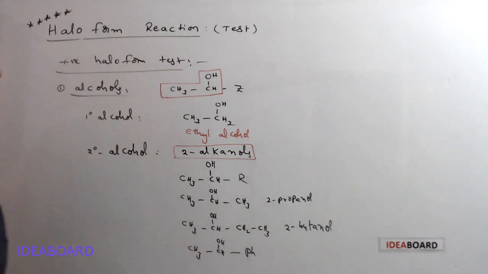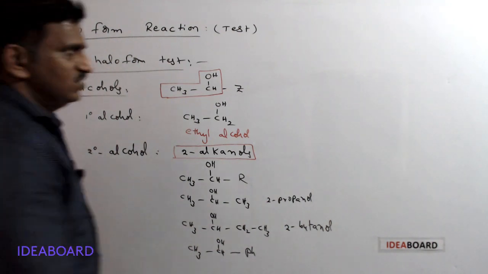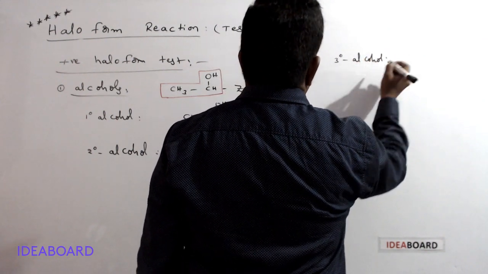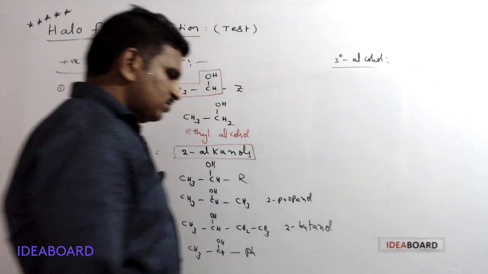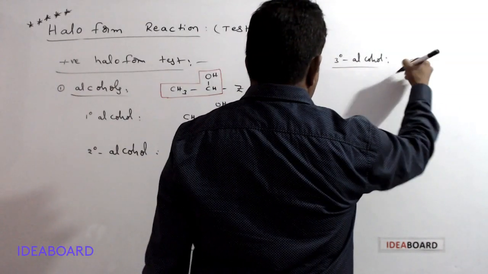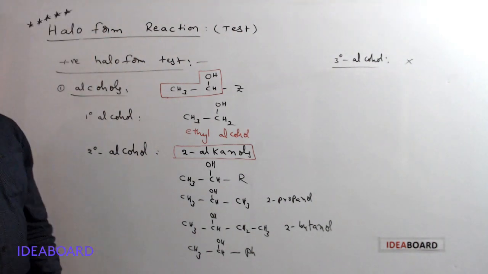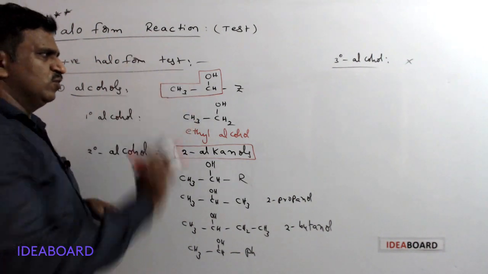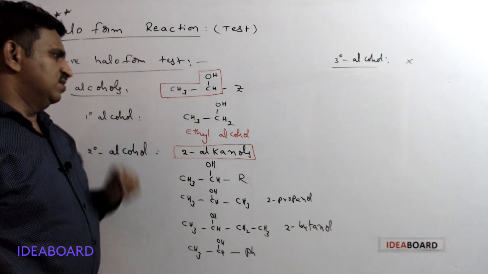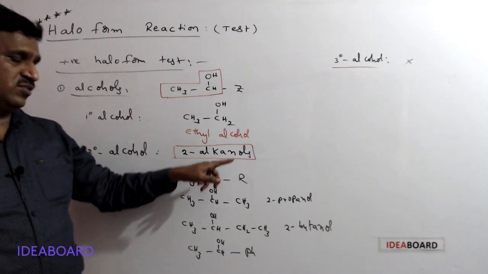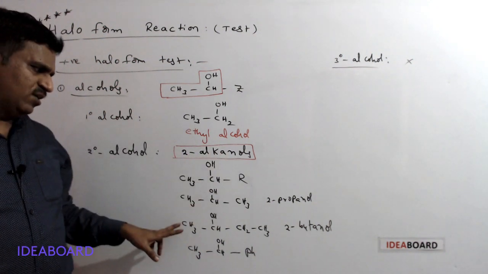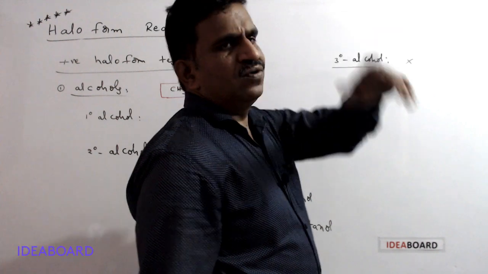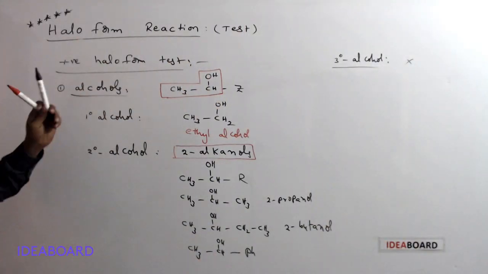And if there is a tertiary alcohol, for example, I am taking a tertiary alcohol, whether they give or not. Tertiary alcohols will not show the haloform test. So in primary alcohols, only one compound will show, that is ethyl alcohol. And in the secondary alcohols, any 2-alkanols will give the haloform test. Tertiary alcohols, none will. This is for alcohols.